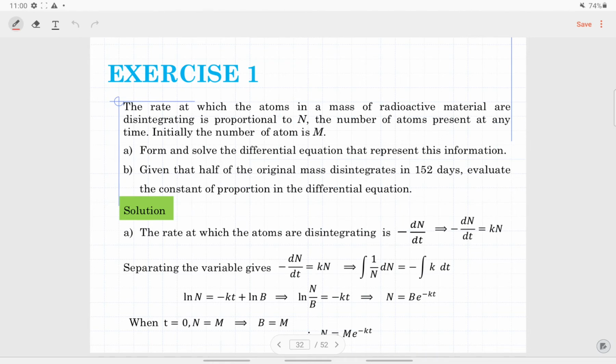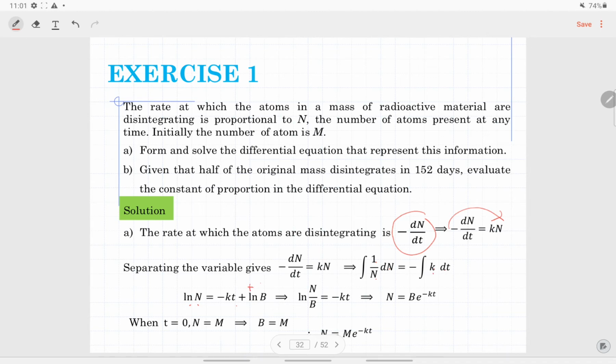The rate at which the atoms are disintegrating is negative because it reduces the number of atoms n. That's why the sign is negative. So negative dn over dt equal to km, which means that multiplying with negative on both sides, we will get negative km. Integrate both sides, which is we separate the variables, n on the left hand side, then k on the right hand side. So integrate 1 over n, we get ln n. Integrate k, we'll get negative kt plus c.